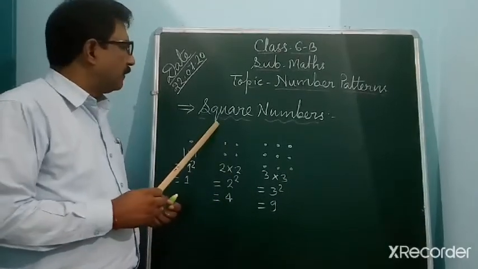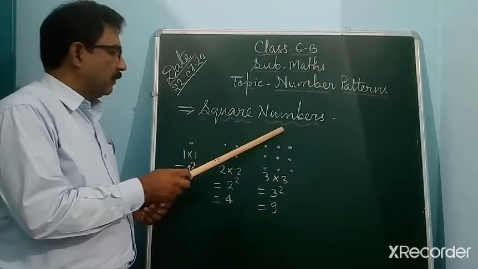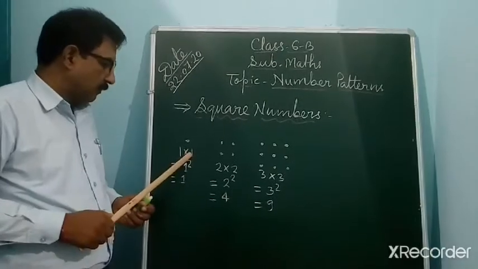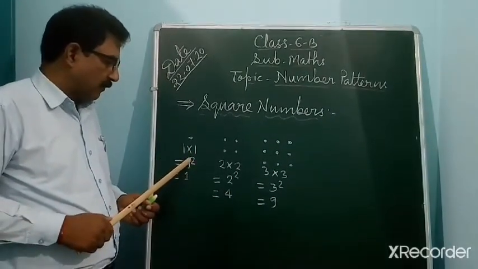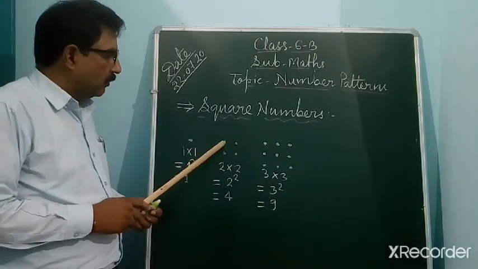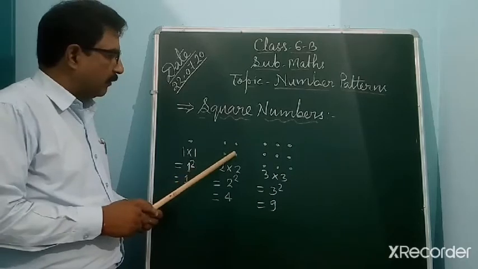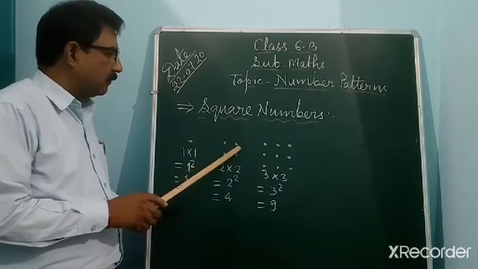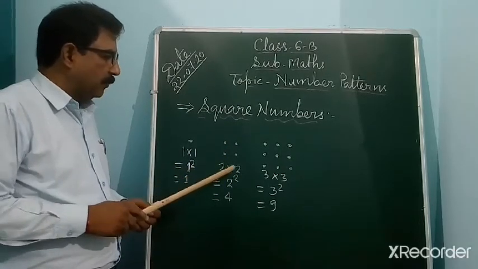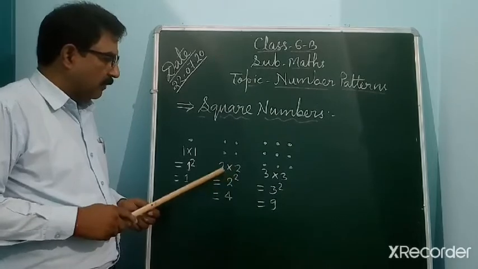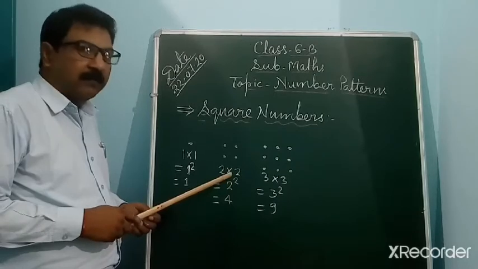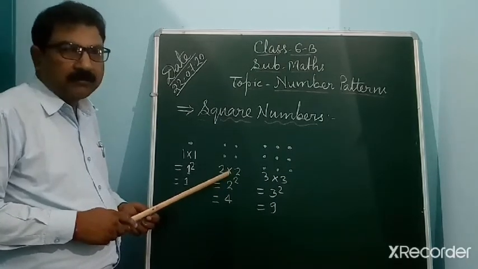Now I am explaining the next set of numbers, square numbers. Square number means you see 1 dot; you can write 1 into 1, or you can also write 1 square. 1 square means 1. Now 2: horizontally 2 dots, vertically 2 dots. So you can write 2 into 2, and you can also write 2 square. Square means the same number multiplied by the same number, two-time multiplication of the same number.